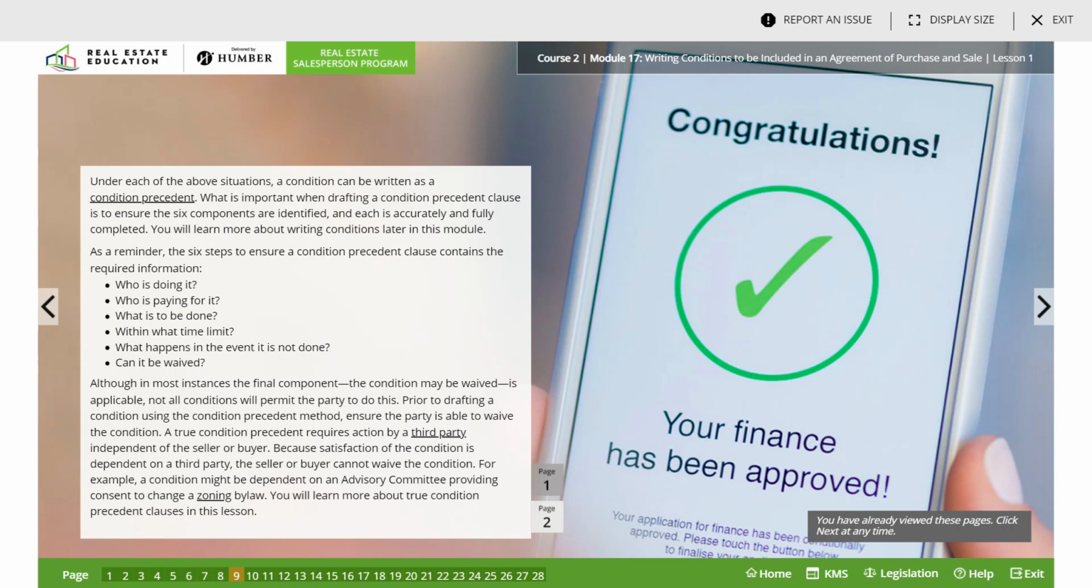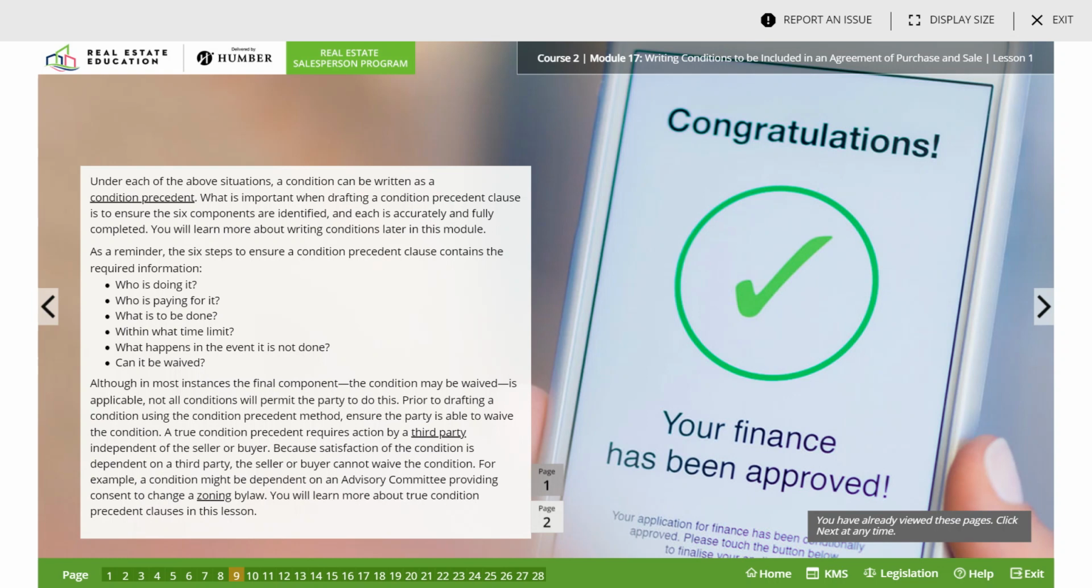Although in most instances the final component, the condition may be waived, is applicable, not all conditions will permit the party to do this. Prior to drafting a condition using the condition precedent method, ensure the party is able to waive the condition.